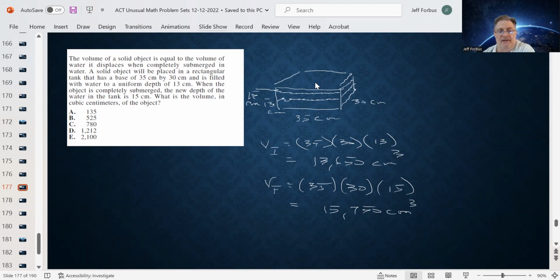What is the volume in cubic centimeters of the object? Subtract the two numbers. So 15,750 minus 13,650 is going to give you 2,100, or answer choice E. All right, next question.